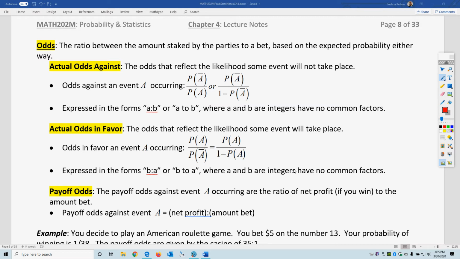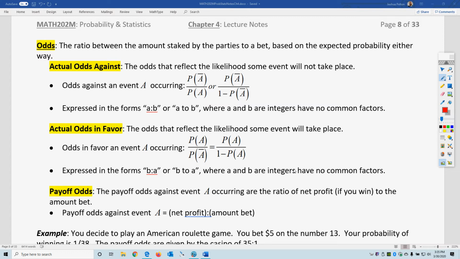So odds is the ratio between the amount staked by the parties to a bet based on the expected probability of either way. Okay, because you can win or lose. So the odds, which are broken into actual odds against or actual odds in favor, are two flips of a coin, basically. What's my probability of winning or losing? It's two flips of a coin, because one has to do with the other, which is different than the actual payoff odds. Payoff odds are subjective, based on the decision of the proprietor of the game.